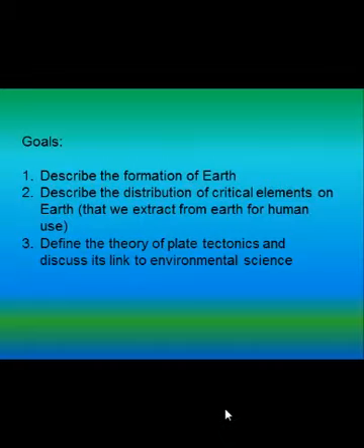The goals for this presentation will be to describe the formation of Earth, describe the distribution of critical elements on Earth, at least the ones that we extract from Earth for human use, and to define the theory of plate tectonics and discuss its link to environmental science.